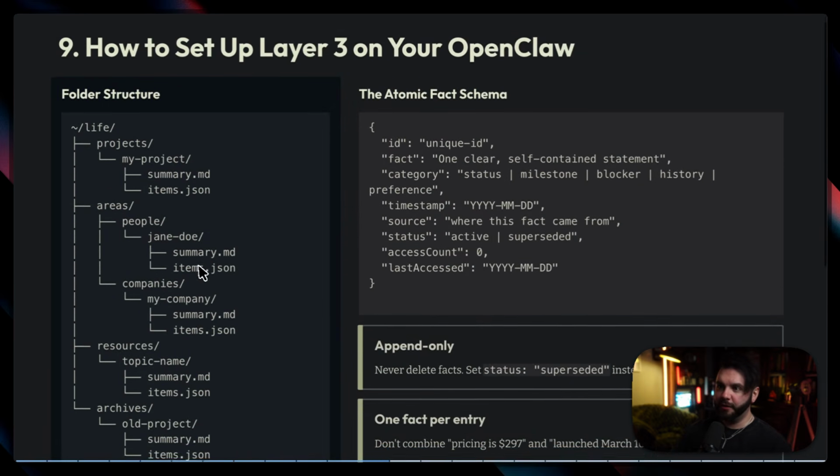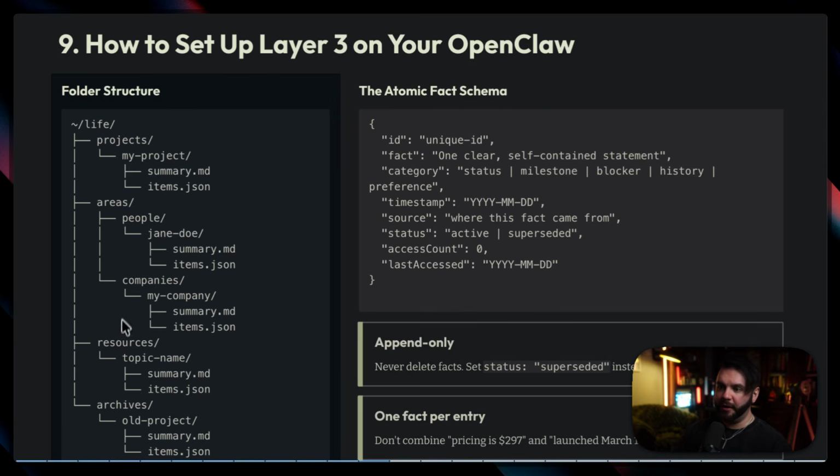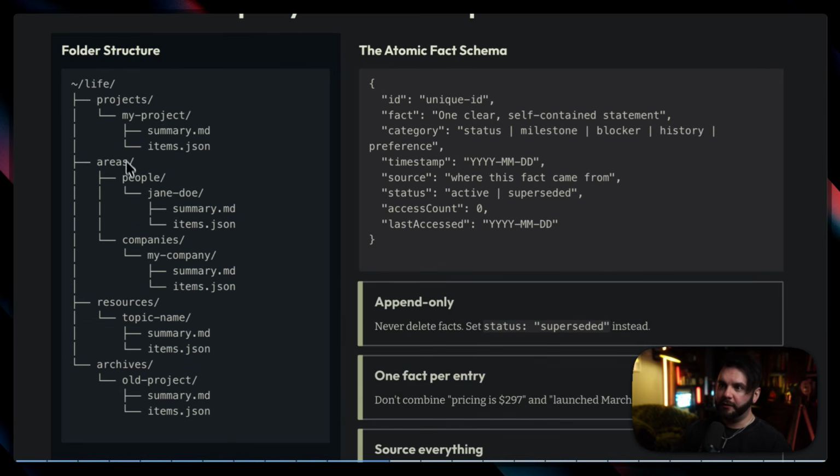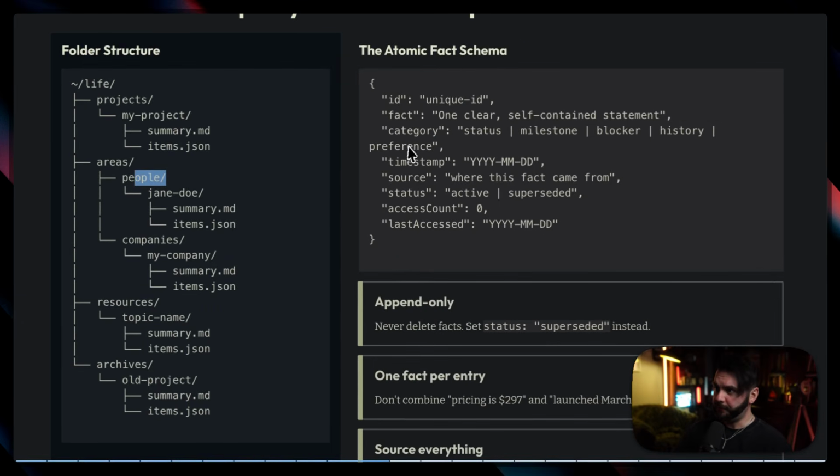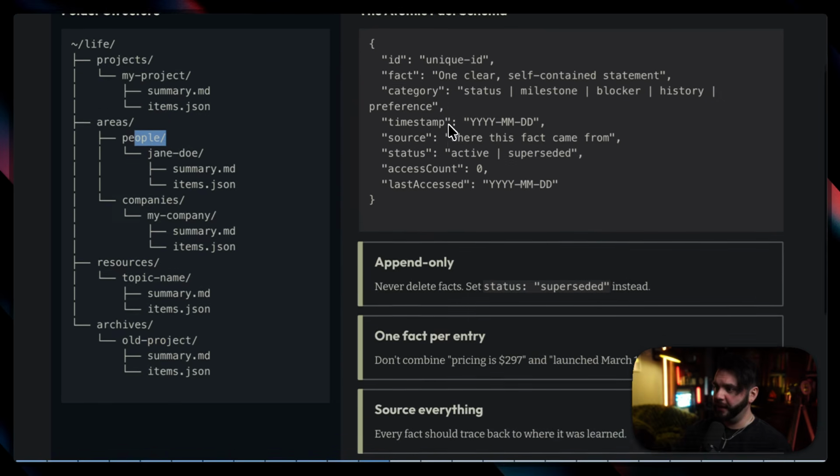So what this actually looks like. Para stands for projects, areas, resources, and archives. So you'll have a folder named life. In there, you'll have projects, like my project, your website project, your new offer project, whatever, which will have a summary and an items.json. Then you'll have areas, people, and in there you have a summary and items.json, and it works that whole way down. That again is the schema and how it's laid out.